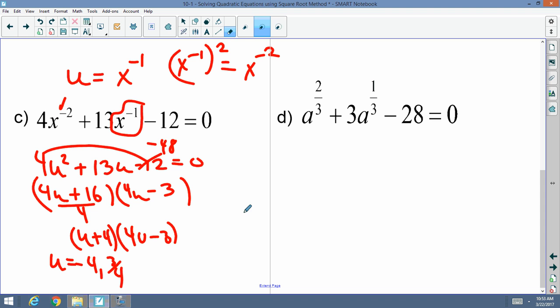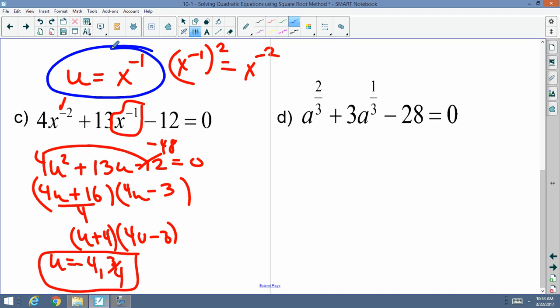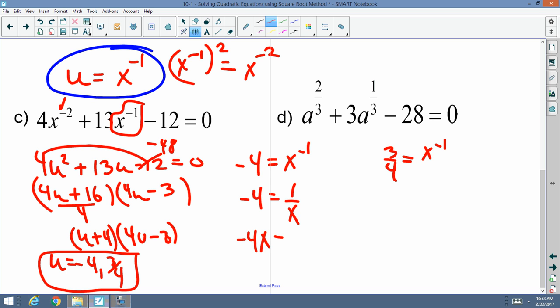So once we have the u, which is negative 4 and 3/4, I'm going to plug it back in here to find my x. There are two u's. When u is negative 4, that equals x to the negative 1. And when u is 3/4, that also equals x to the negative 1. So negative 4 equals 1 over x. Cross multiply, so you get negative 4x equals 1. So x equals negative 1/4.